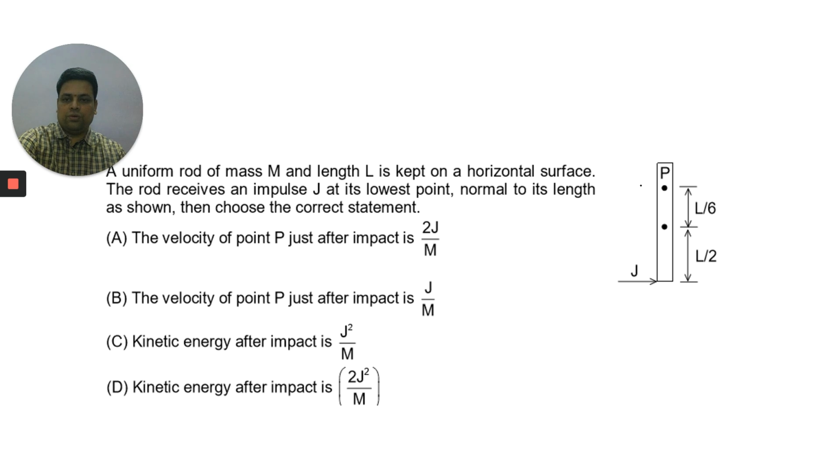One more question. A uniform rod of mass M and length L is kept on a horizontal surface. The rod receives an impulse J at the lowest position, normal to its length as shown. Then choose the correct statement. Velocity of point P just after impact is 2J by M. Velocity of point P just after impact is J by M. Kinetic energy after impact is J square by M. Kinetic energy after impact is 2J square by M.